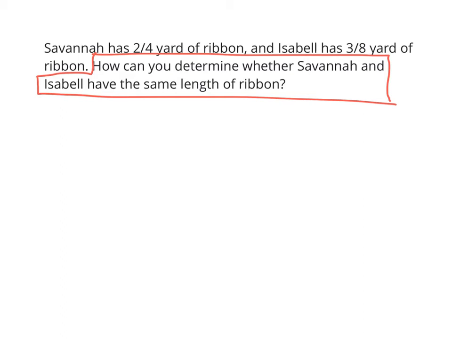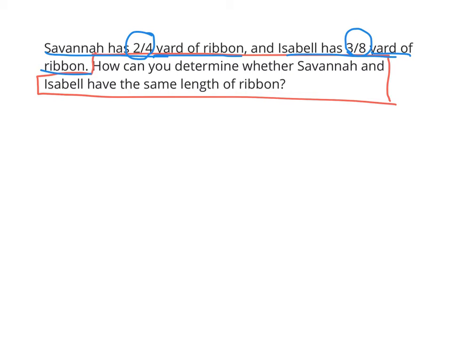So rereading, it says, Savannah has 2/4 yard of ribbon. That's pretty important. So let's circle that number and underline what they're talking about. 2/4 yard of ribbon. Isabel has 3/8 yard of ribbon. So let's circle that 3/8, and we're talking about yard of ribbon, and that is super important as well. So, how can you determine whether Savannah and Isabel have the same length of ribbon?